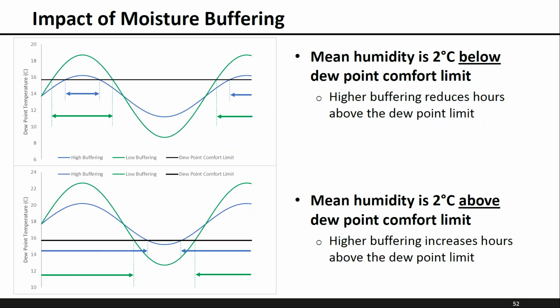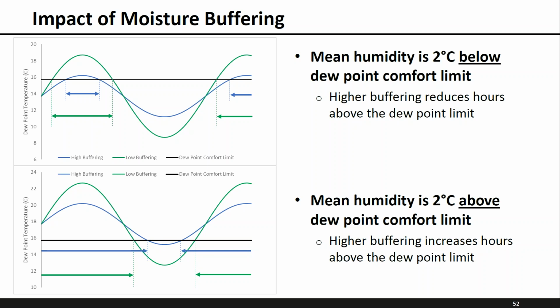So on this slide, we're simply showing the impact of moisture buffering. And in these plots, we show two homes, one with high buffering indicated by the blue line and one with low buffering indicated by the green line. And buffering ultimately impacts the magnitude of the humidity fluctuations. So the arrows shown here are time spans during which the dew point threshold is exceeded.